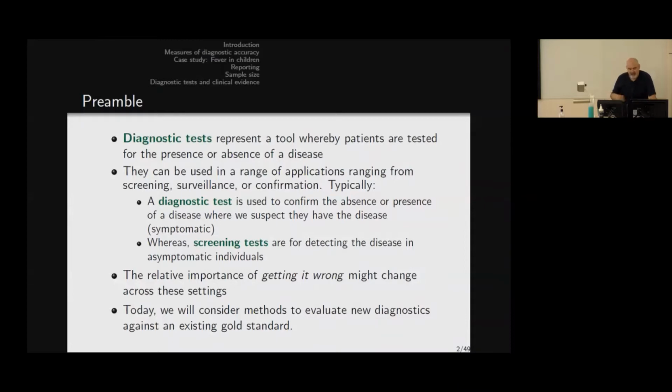Now, mainly today, I'm going to talk about the more confirmatory ones. But typically speaking, a diagnostic test is used to confirm the absence or presence of a disease where we suspect the disease is present. So a patient might present with symptoms. We think that they may or may not have a particular disease, and we'll run a diagnostic test on them. Whereas a screening test is for asymptomatic individuals. So we do it on a large scale to detect things.